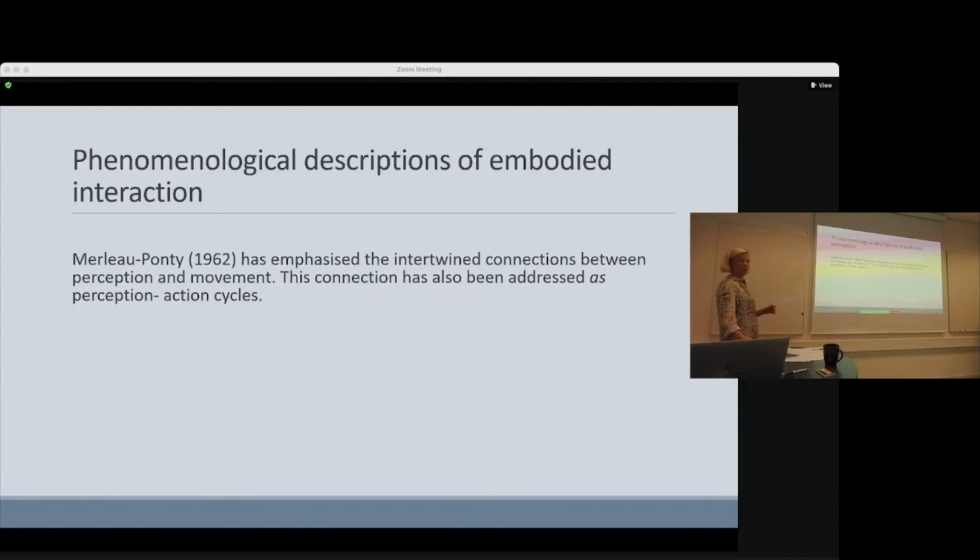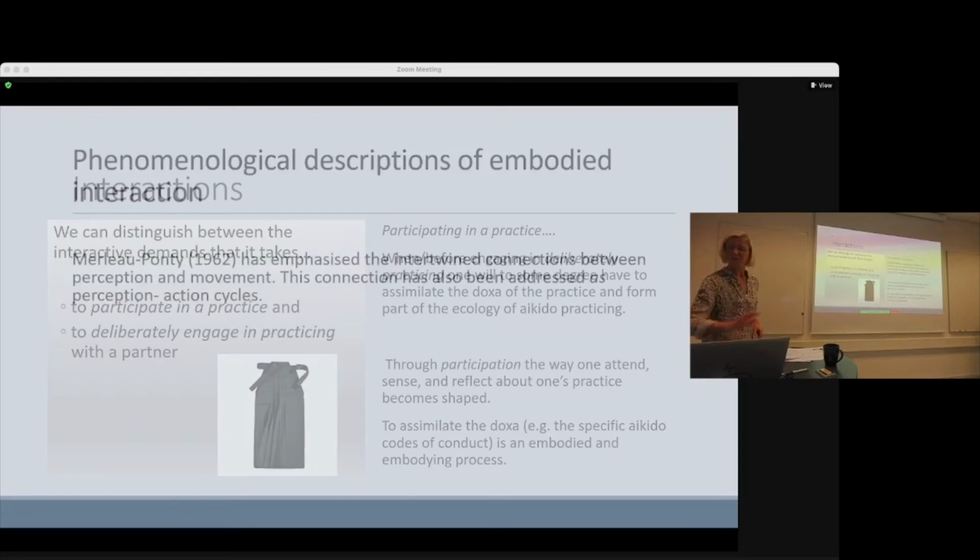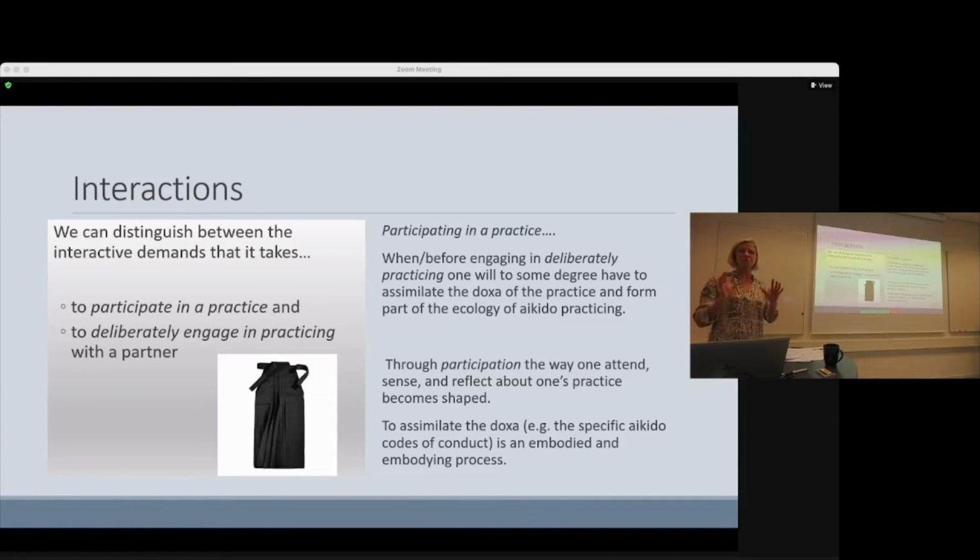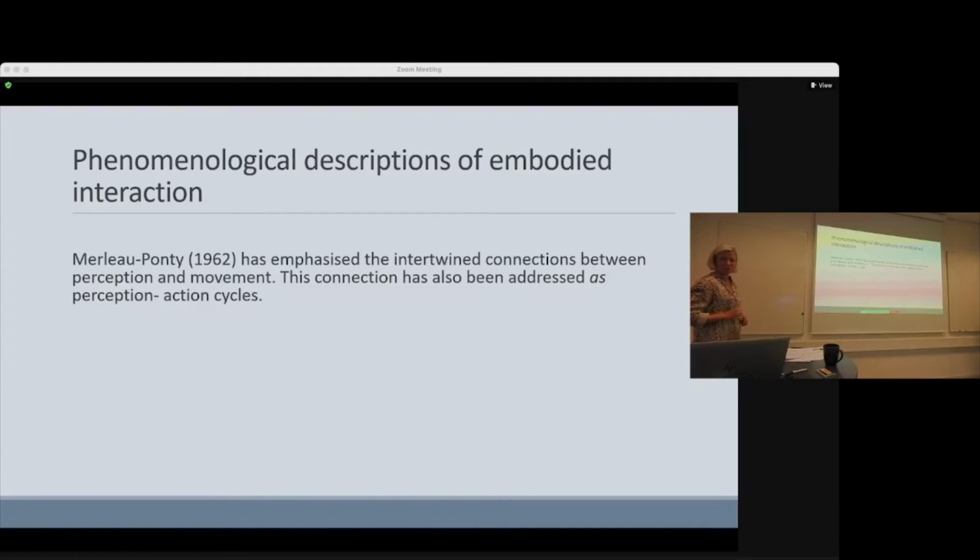What I just presented here is actually not phenomenology. You can look into sensorial ethnography, you can look into sociological and anthropological analysis. You would find this discussed there. It's part of my work also. Let's then turn to the phenomenological description of embodied interaction.